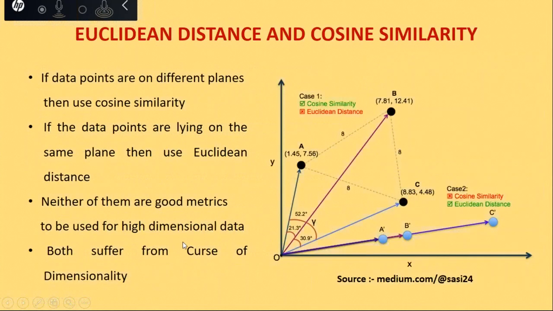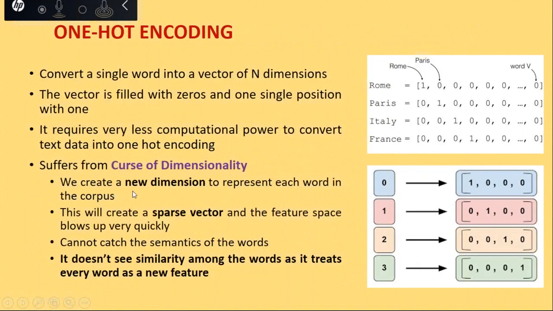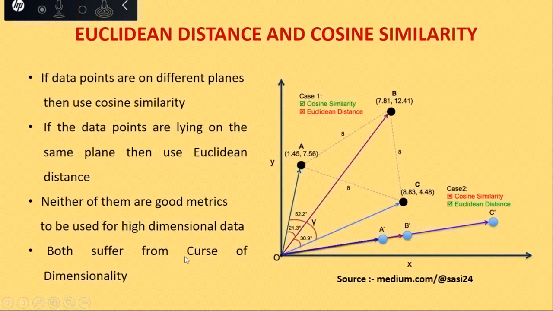As I talked about in the previous slide, Euclidean distance and cosine similarity are used as metrics to calculate the similarity between words. In higher dimensional space, these are not good metrics, because both of them suffer from the curse of dimensionality. As I discussed in the previous slide, each and every word is projected as a new dimension. Therefore, the feature space is getting blown up. That's why these metrics are not suitable for calculating the similarity between words.